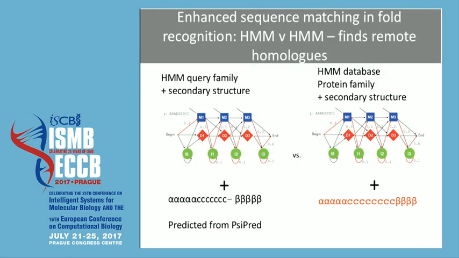So the first thing is to recognize that your query protein is similar to a protein in the database. And here we now use the most sensitive approach, which is the statistical hidden Markov model. So you have on the left a hidden Markov model of your query, and on the right a member of the database with its hidden Markov model. And in addition, you have the predicted secondary structure and the observed secondary structure. So you're matching sequence and some information about secondary structure, and hence you can call this fold recognition.